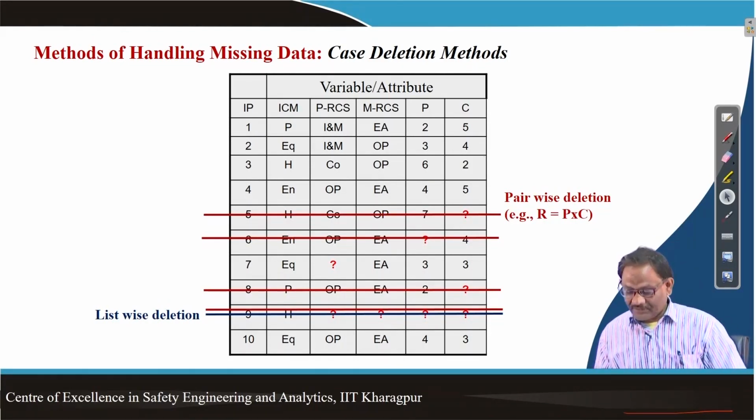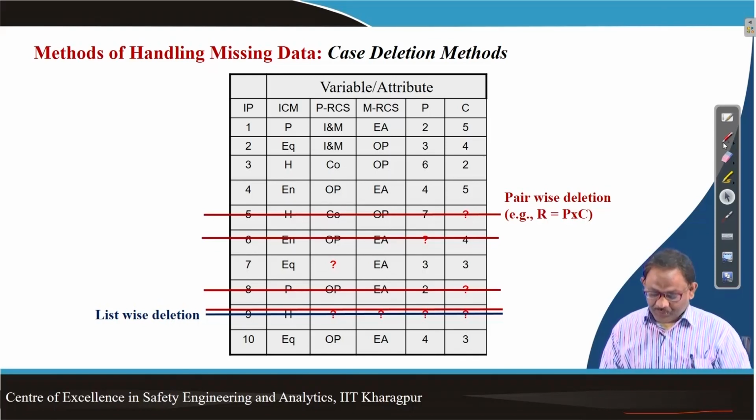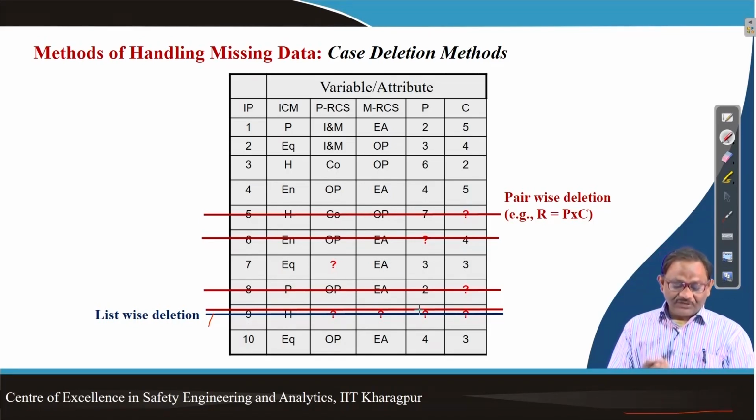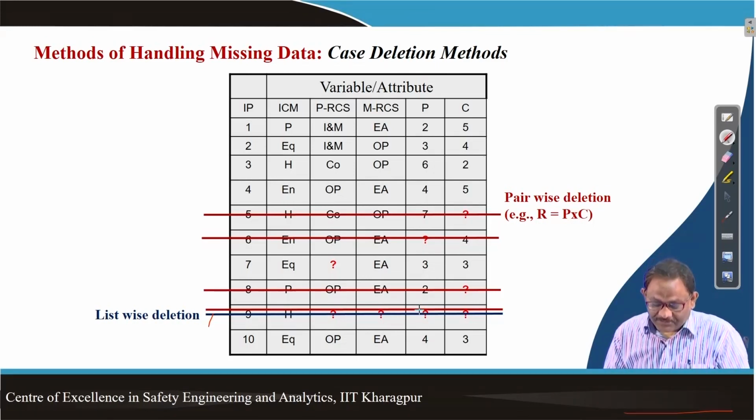Now let me discuss the case of list-wise deletion. In list-wise deletion, see this one, that blue color line. Here what happened is we found in this data set almost this entire set of observations has missing values, so you delete it. It is difficult to impute in this case.